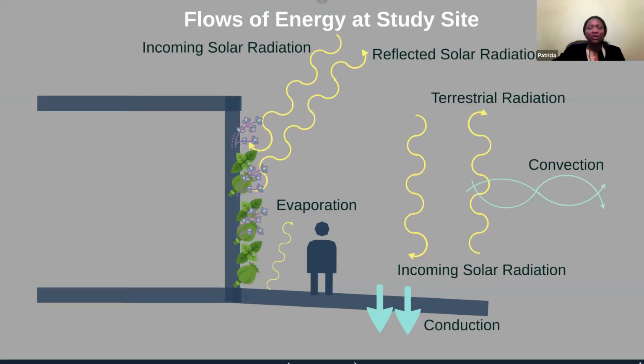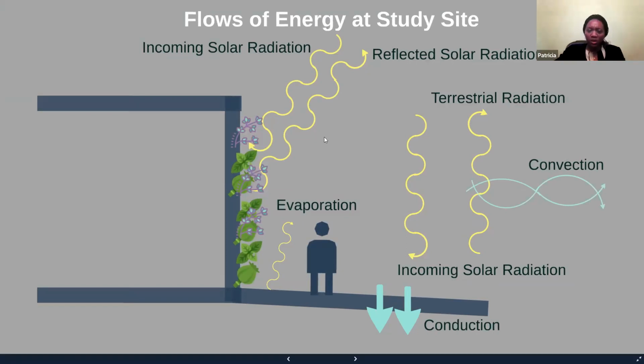So we have the incoming solar radiation, the reflected solar radiation, terrestrial radiation, convection that has to do with the air, and you see that the radiation also goes into the floor by conduction. And then the plants also have evaporation taking place around them.